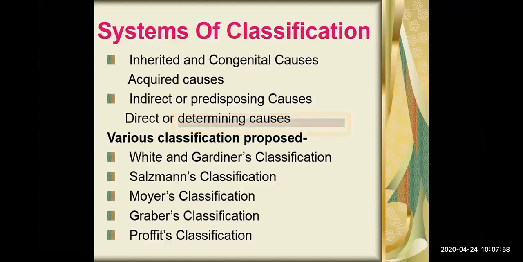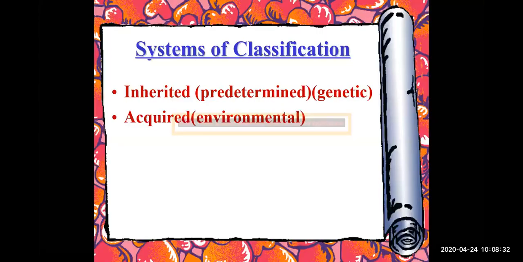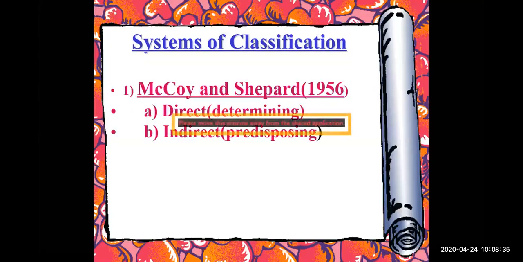So the various systems of classification, as we all know, we have the White and Gardner, the Salzmann, the Moyers, the Graber, and the Proffit. So many are there, but at the UG level, at the final year level, you are supposed to know the Moyers classification and the Graber classification. Moyers classification is a modification of Dockrell's equation. The Dockrell's equation, you see it in the 2 marks area. Okay, the Dockrell's equation or the Moyers classification.